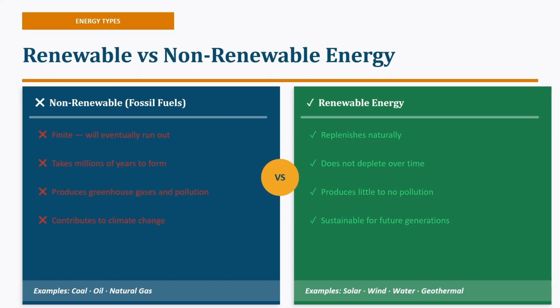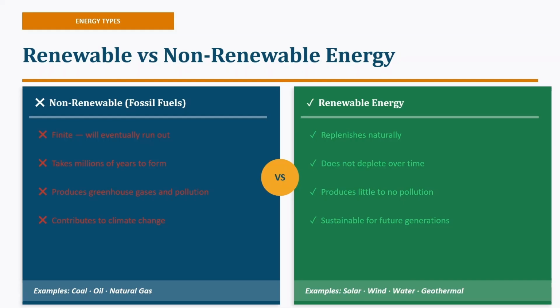So it's renewable and it continues for the lifetime of the earth. It does not deplete over time. It produces little to no pollution. So the energy from the sun does not lead to any pollution as we see in non-renewable sources of energy. Then it's also sustainable for future generations. So examples again of renewable sources of energy are solar, wind, water, and geothermal energy.